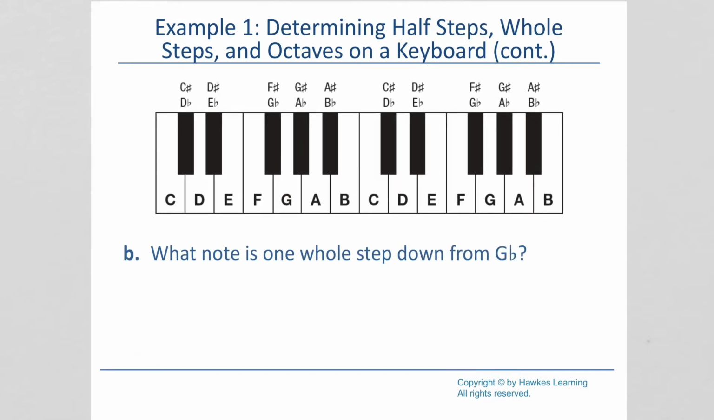What note is 1 whole step down from G flat? So here's G flat. 1 whole step is 2 half steps, so 1, 2. It would be E. And what note is 1 octave from G? G. G to G is an octave.